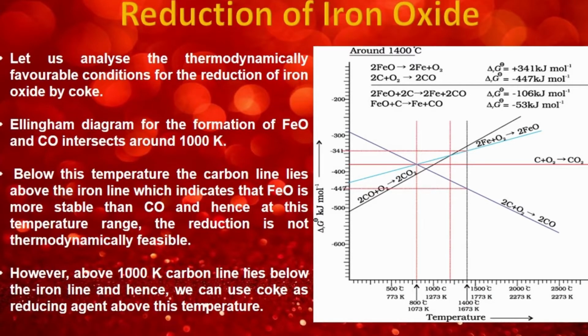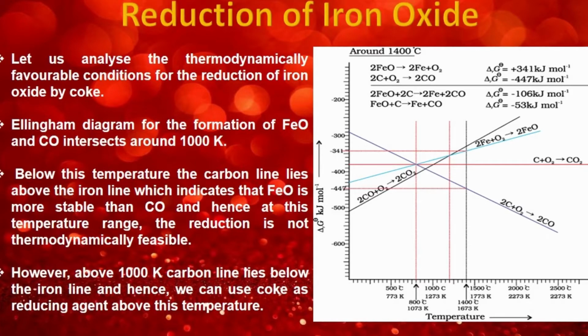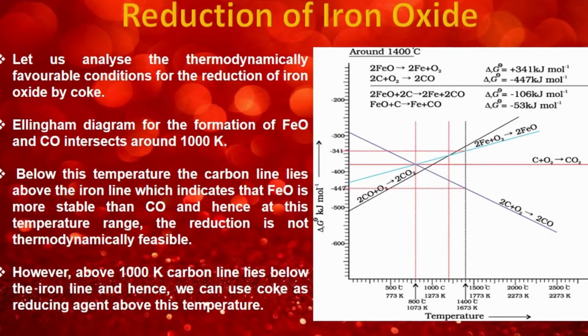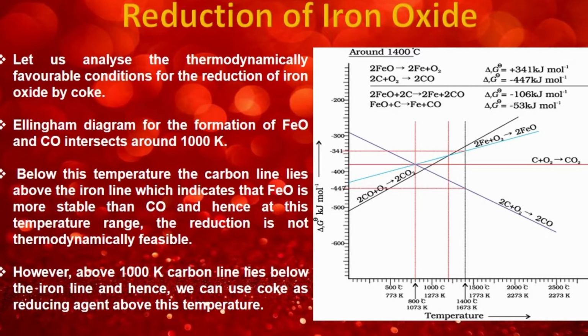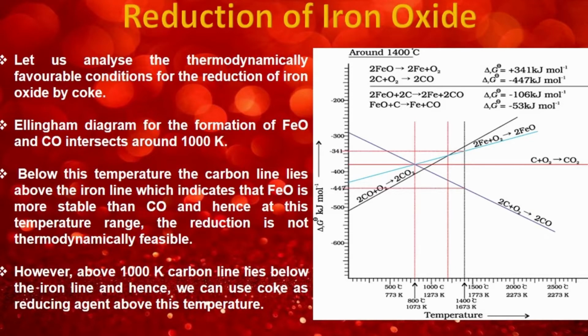From the Ellingham diagram we can understand that below 1000 Kelvin, the line for carbon getting oxidized to carbon monoxide lies above the line for iron getting oxidized to iron oxide. Therefore, the carbon monoxide formed is less stable than the iron oxide formed below 1000 Kelvin. Therefore, carbon cannot act as a reducing agent to reduce iron oxide to iron.